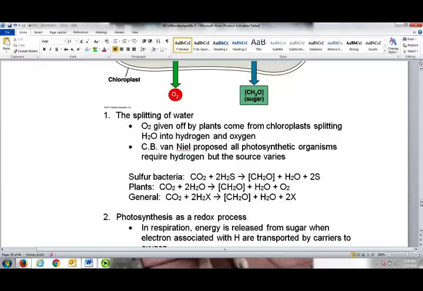So in the first stage you have the splitting of water. Oxygen is going to be given off by the plants and is going to come from the chloroplast when they split the water into hydrogen and oxygen.